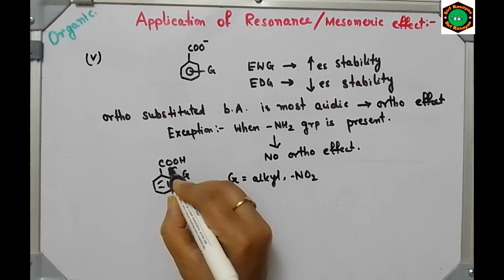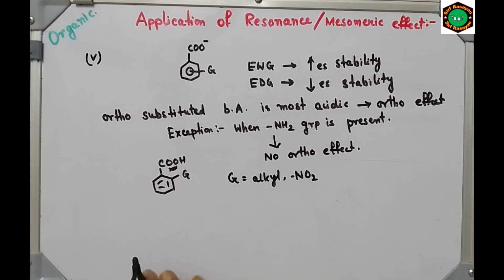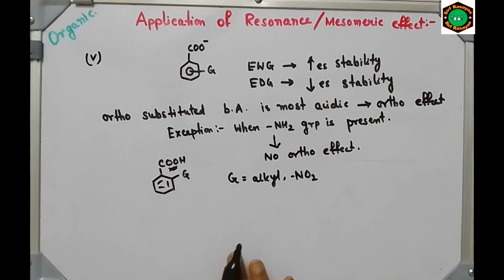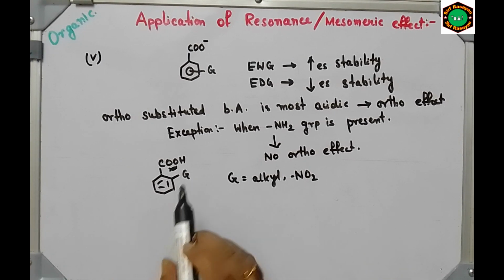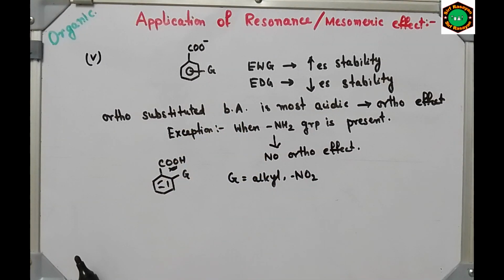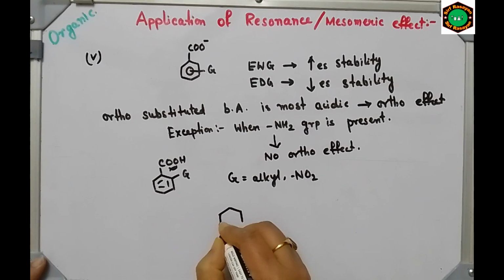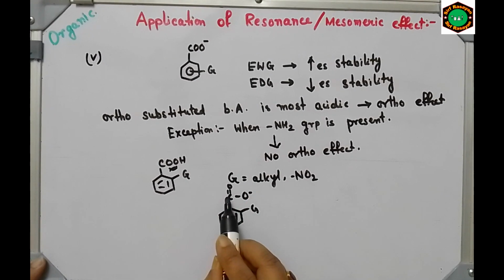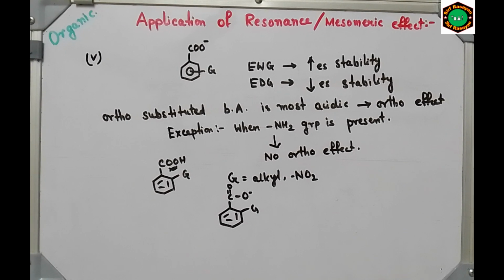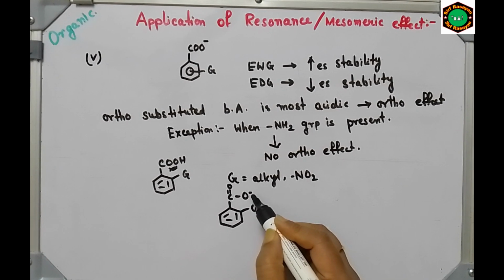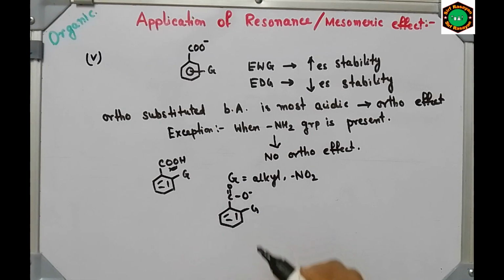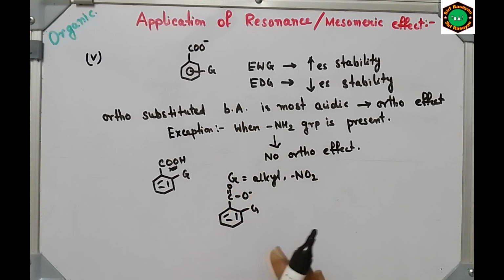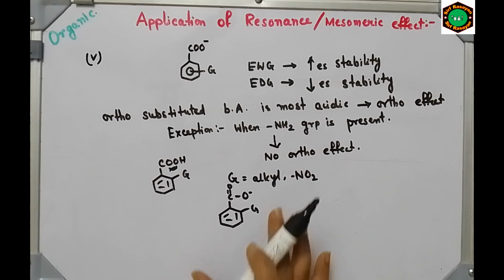Here steric crowding will take place if ortho substituents are there. Due to this steric crowding, the COOH group and the benzene ring are not in the same plane, so resonance is not possible between this carboxylate ion and the benzene ring. If resonance with the benzene ring is not possible because they are not in the same plane, then this O minus will be stabilized by resonance with the carbonyl group. So it is stable and the corresponding acid will be most acidic. I am explaining with one example. This is called the ortho effect.